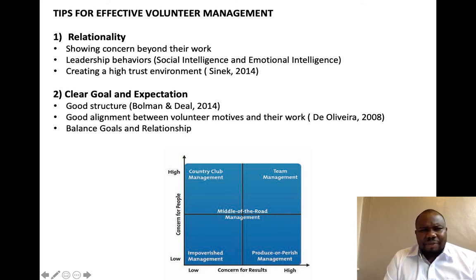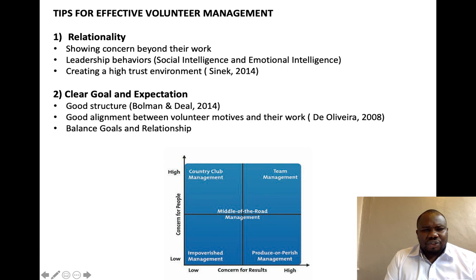Then, secondly, to effectively manage volunteers, you need to have clear goals and expectations. According to Bolman and Deal 2014, good structure creates happy workers. Sometimes when leaders face problems in organizations, they are quick to blame the people of an organization. But sometimes it's the structure that is the problem. So adjustments and clarity in the structure are very important when it comes to managing volunteers.